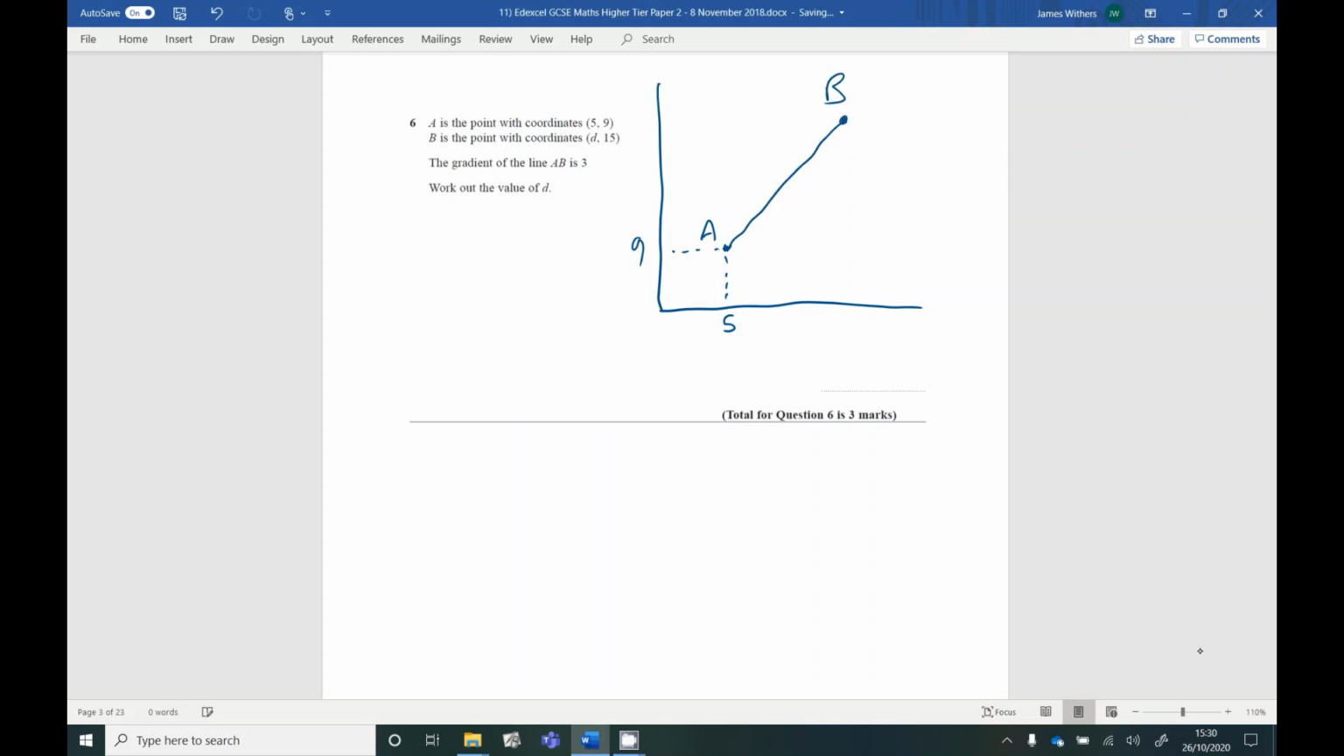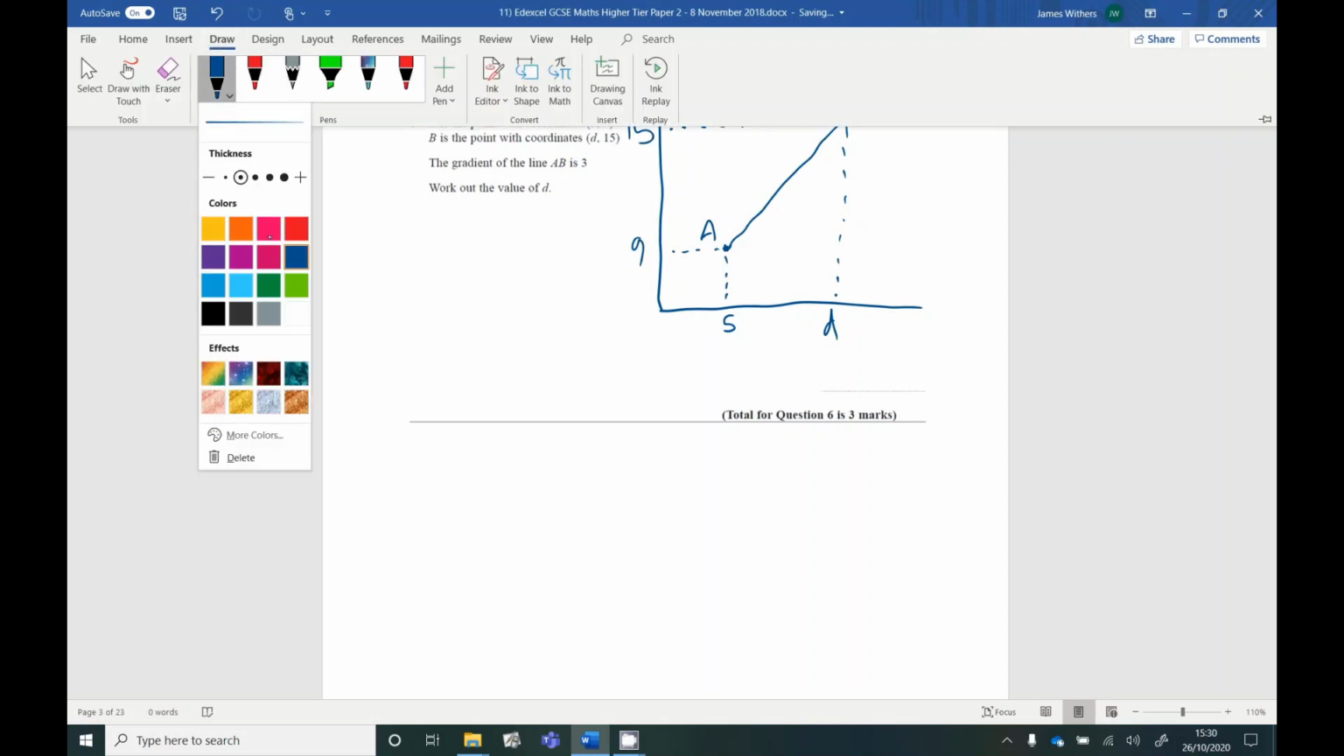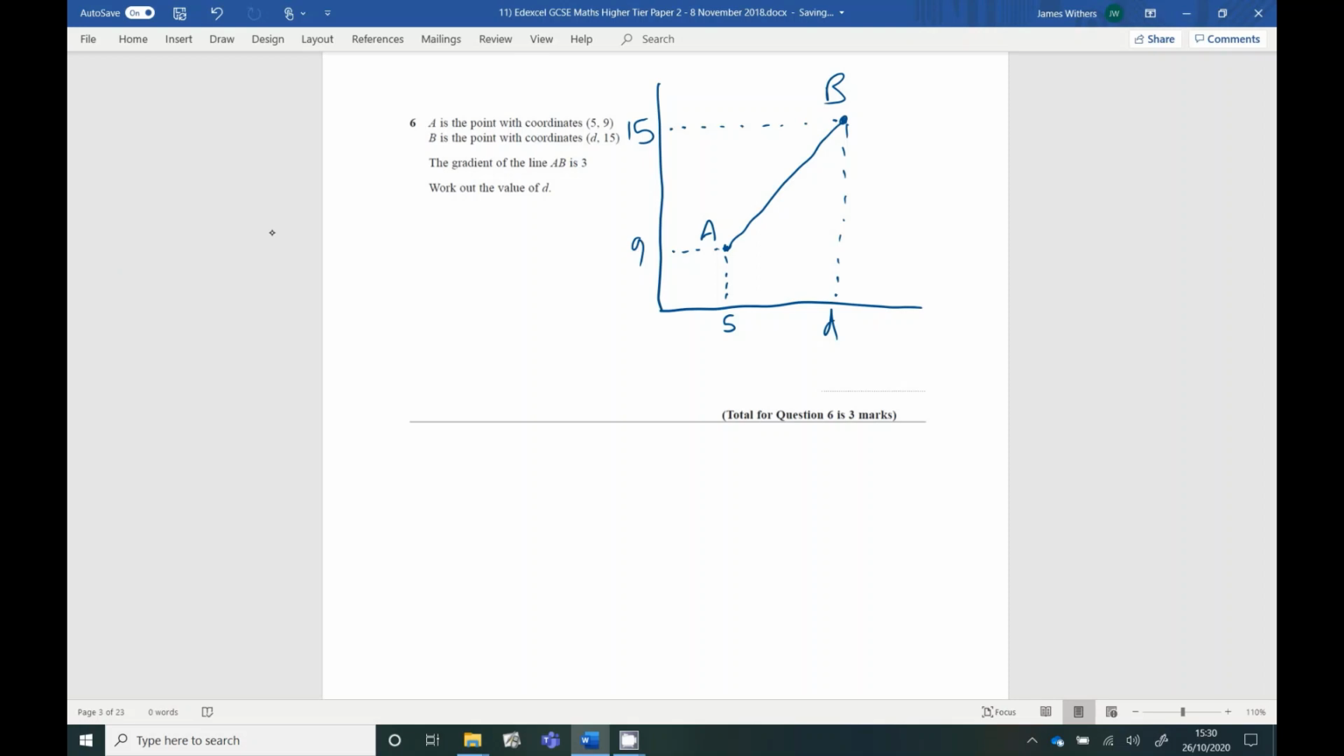And we're told that the coordinates of B is D along the corridor, 15 up the stairs. Now, to work out the gradient of a line, it is the y step divided by the x step when you pop in a triangle. So let's just go and pop in a triangle. So let's pop in this triangle here.